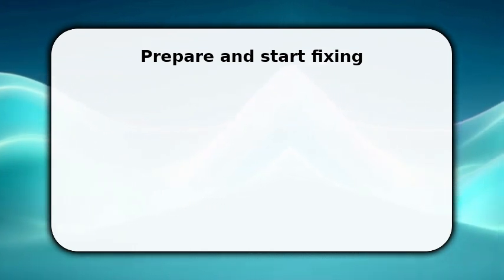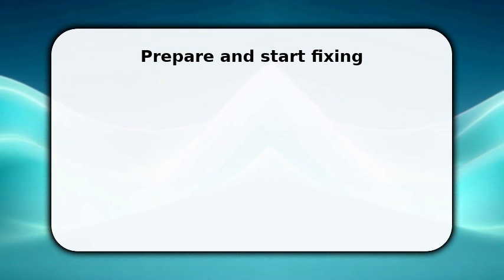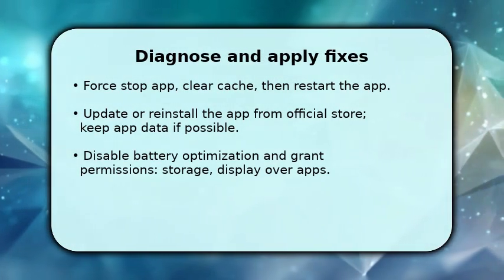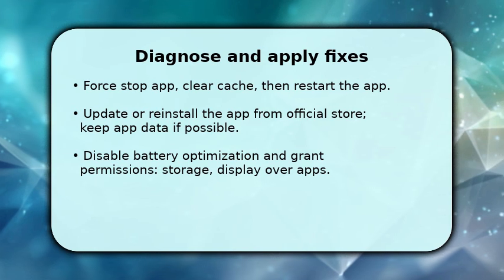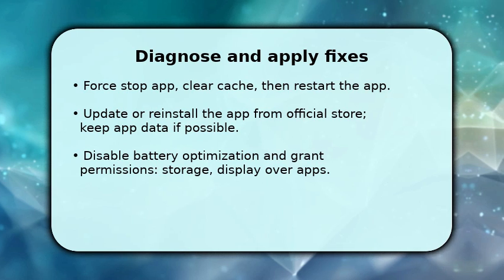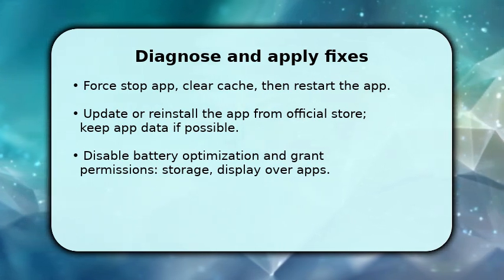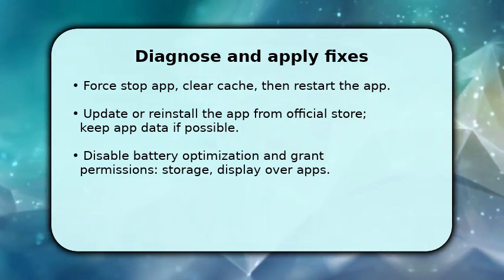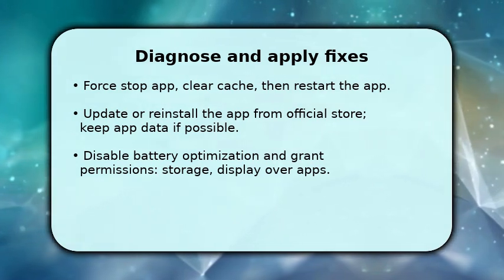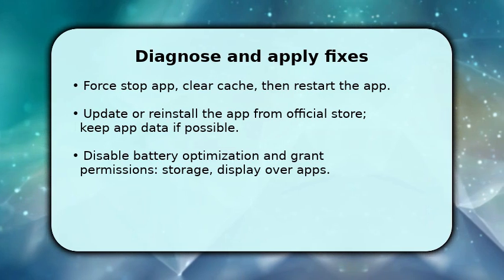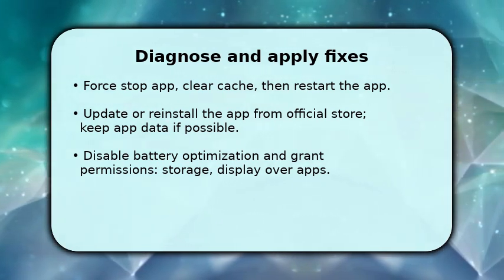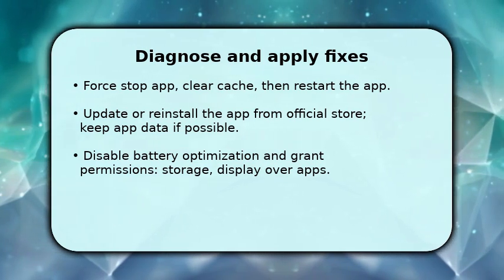You now diagnose and apply the common fixes methodically. Start by force stopping the Wallpaper app, clear its cache, and relaunch to rule out transient glitches. Next, update or reinstall from the official store. Reinstalling fixes corrupted files, but preserve app data if prompted. Also make sure battery optimization is disabled for that app and grant required permissions like storage and display over other apps, so the live wallpaper works.